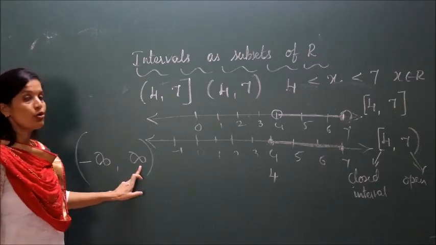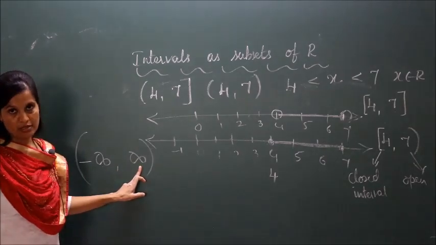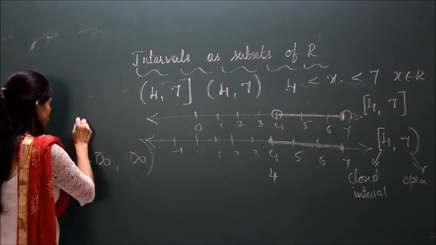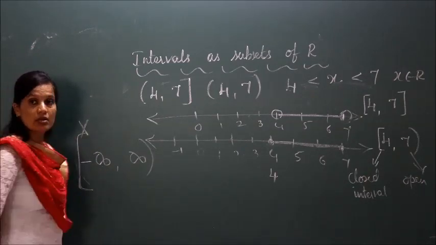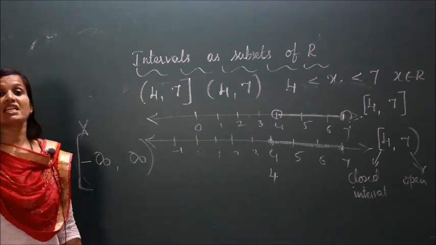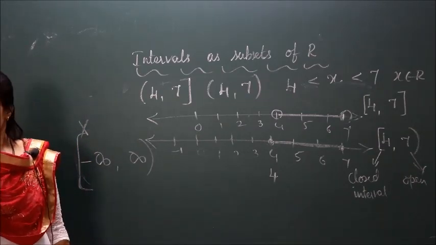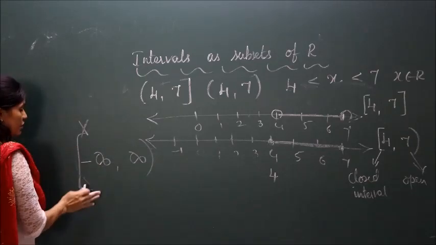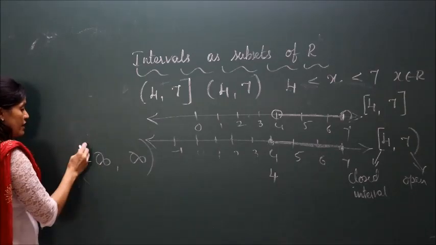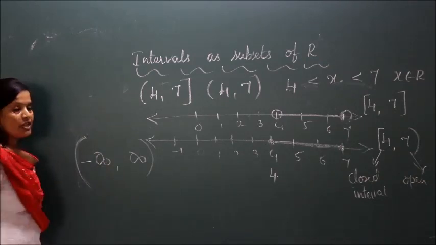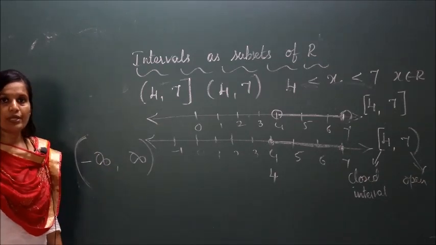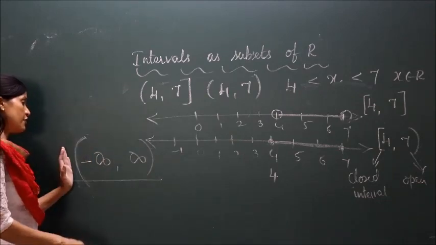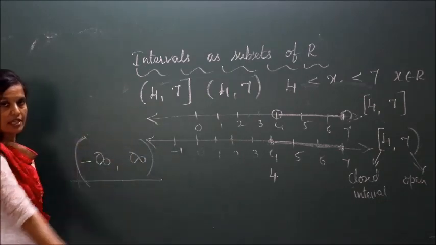Minus infinity to plus infinity. And for the infinity, don't put closed interval. It is completely wrong if you write closed interval, because we don't know what infinity is. Infinity is something which is unknown. So don't put closed interval for infinity. Whenever infinity comes, it is always an open interval. So this is the set of real number line, minus infinity to plus infinity.